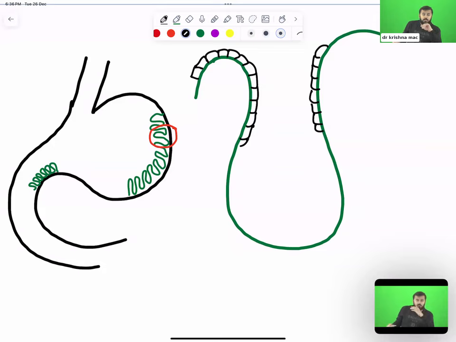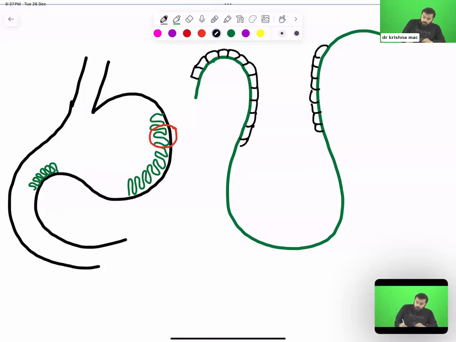From inner to outside. Mucosa has three layers. The first layer is called the epithelial layer. Second layer is called lamina propria. Third layer is called your muscle layer, so you call it muscularis mucosae. So there are three important layers. I'm not going into histology and all. Ye cheez yaad rakho, lining you have got epithelium.